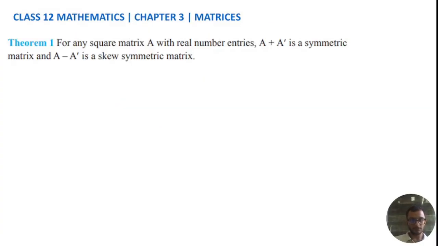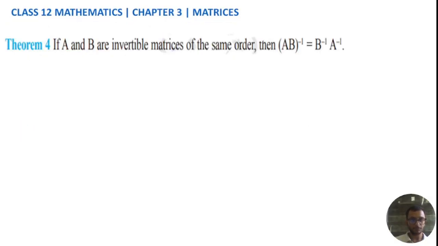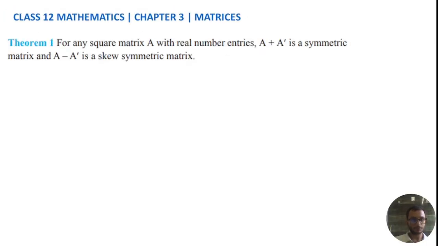Okay, so some theorems are involved. How many pages are left? 1, 2, 3, 4. Four pages are involved. So let's do this quickly. Theorem 1 says, first of all, you don't need to do proofs for the exam. Generally they don't ask, but it can happen that they ask. So that's why I will explain it to you.